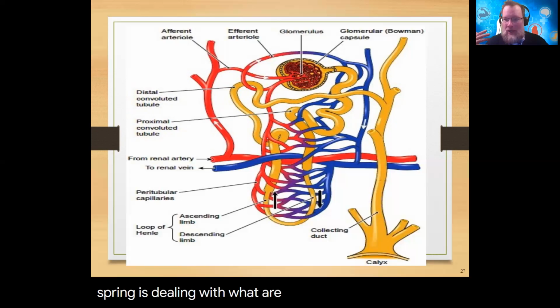That's really where we start our physiology adventure next spring, dealing with the basics of movement of particles or movement of fluid. What are the most basic principles of movement? So one of them is filtration.